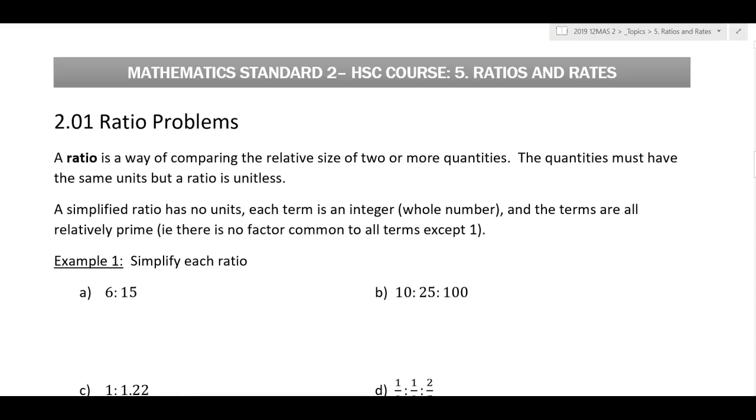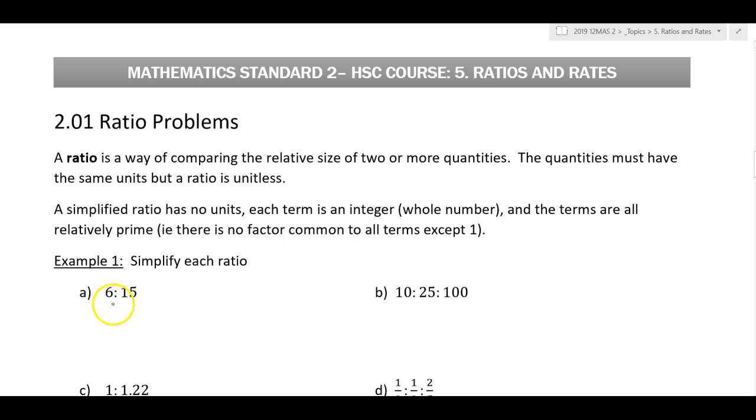Ratio problems. We use ratios to compare two quantities of the same type, ideally of the same units, as in meters with meters or kilograms with kilograms. Sometimes we're presented with a problem where it might be kilograms and grams, but we can convert kilograms to grams or grams to kilograms, and then we've got the same units. If I am comparing kilograms with hours, I can't convert hours to kilograms. So that's not going to be a ratio problem, that's going to be a rate problem.